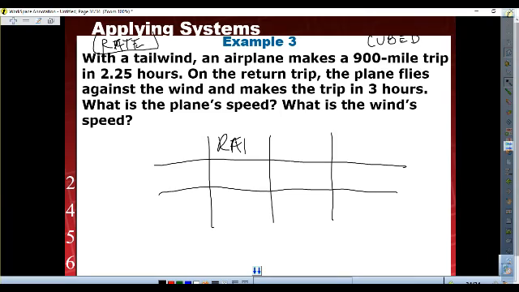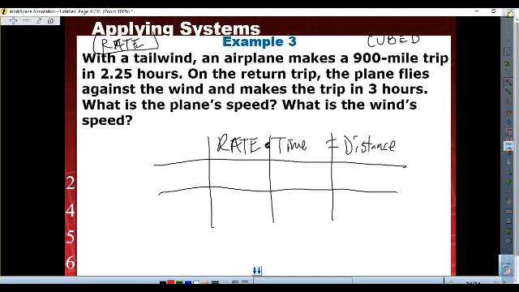Let's see if you remember this from your science class. Rate times time equals distance. That is correct. We're going to use that as our labels in our columns instead of writing total. Isn't distance also a total? Yes. For right now, we're going to leave it as that.